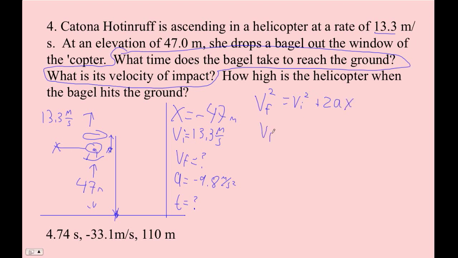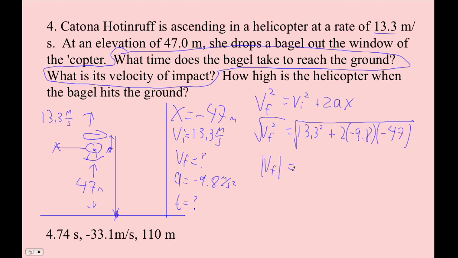So this guy squared is 13.3 squared plus 2 times negative 9.8 times negative 47. Right, don't forget the negatives there, negative and negative, right? Now, when I do this, obviously what I'm going to do is take the square root of this side, and the square root of that, and that'll be my final velocity. But when you take the square root of a square, you can only say for sure that the absolute value is a positive number, okay?